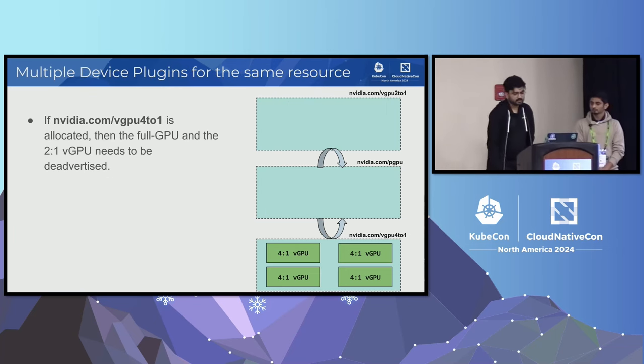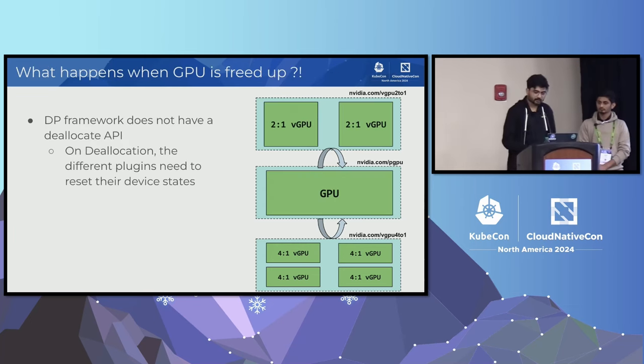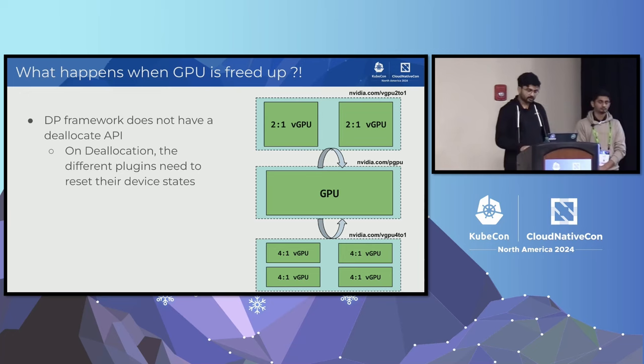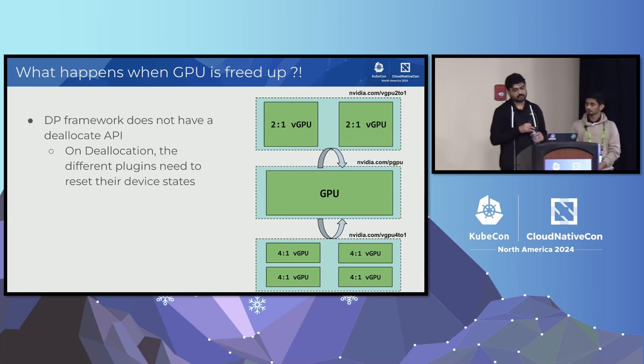Now that you have allocated your device, what happens when your workload goes away? We need something to go and reconfigure your GPUs so that they go back to the original state. Now we want all the different GPU types to be advertised so that a new workload can pick any of these. And that's our second problem: there's no deallocate API in device plugins. To do this in GeForce Now, we had to write our own hacks to get these device plugins to understand that a pod went away, so that the GPU has to be freed up. And then they'd go back and re-advertise all the devices that they manage.